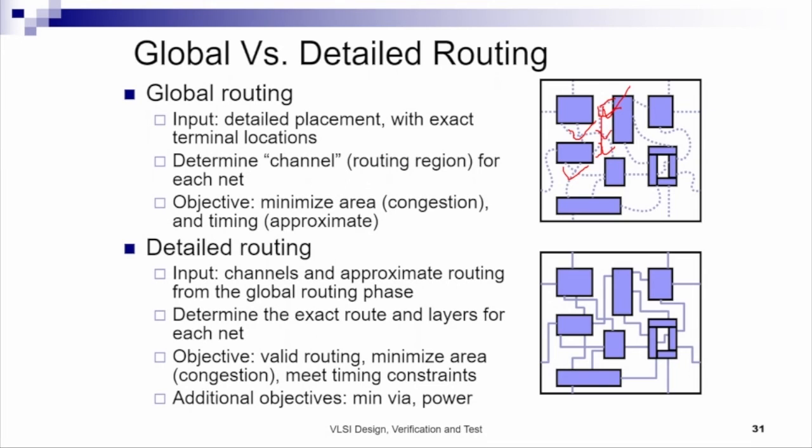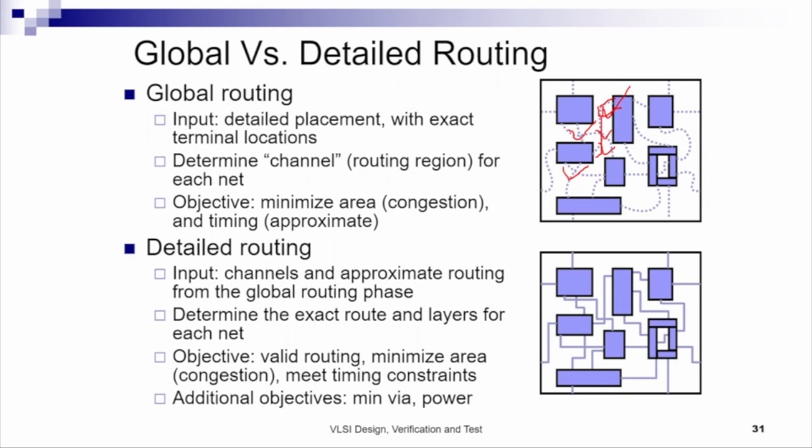Now what we do in the detailed routing phase: we do the routing for each channel. After the global routing phase, we know what the wires are that will pass through a given channel. So the input is channels and approximate routing from the global routing phase. So determine the exact route and layers for each net. So through which route and through which layer will these wires pass, right?